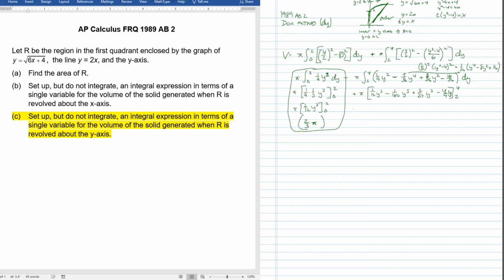Okay, what I've done is I've plugged 4 into all of this, and it comes out to be 352 over 135. I've plugged 2 into all of this, and I come up with minus 26 over 135. Therefore, 352 minus 26 should be 326. This particular piece is pi times 326 over 135.